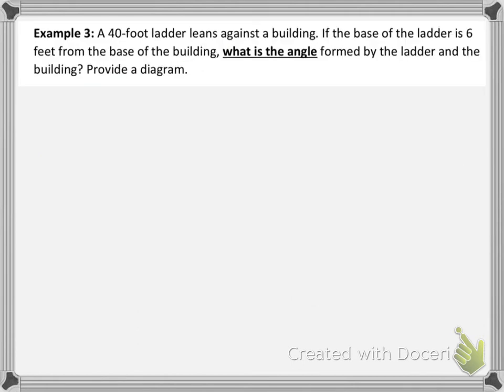Okay, let's try it again. Second to last problem. A 40-foot ladder leans against a building. If the base of the ladder is 6 feet from the base of the building, what is the angle formed by the ladder and the building? Okay, so this should be redundant. Yep, we are going to draw a triangle. And there it is. And I'm going to establish that this is the corner that is 90 degrees.